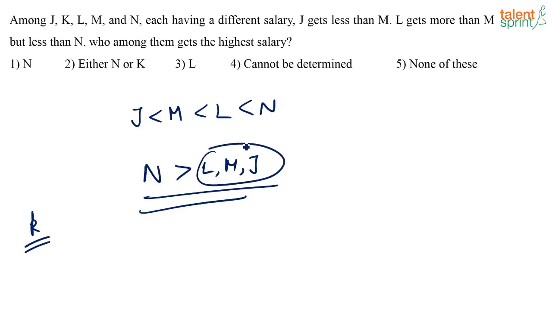So who has to have the highest salary? For sure these three people cannot have, because it is already given that N is earning more than these three people. So either it has to be K or it has to be N who gets the highest salary. So which is the correct answer? Either N or K. That is option 2.